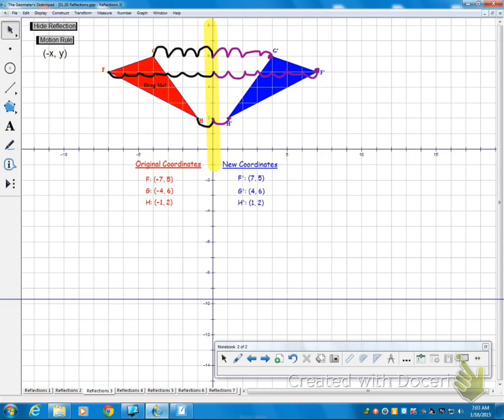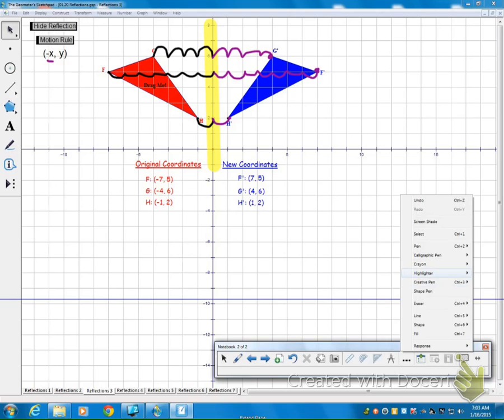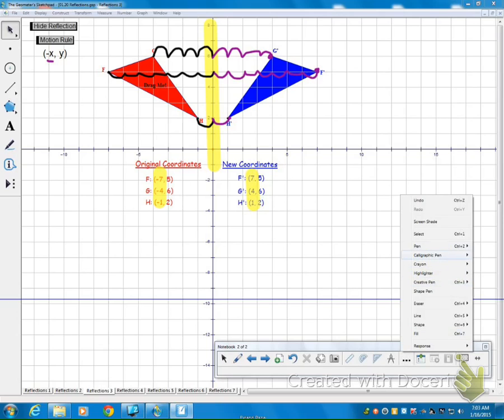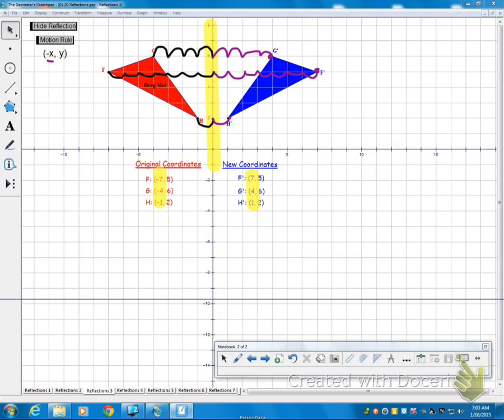Again, if we look at our motion rule, since I flipped over the y-axis, our motion rule has my x value changing its sign, and we see that in our original coordinates. If you look at our x values here, I have -7, -4, -1, and they all change to +7, +4, +1. But notice that my y values all stay exactly the same, right? 5, 6, 2, 5, 6, 2. Okay, so that's how that motion rule looks.